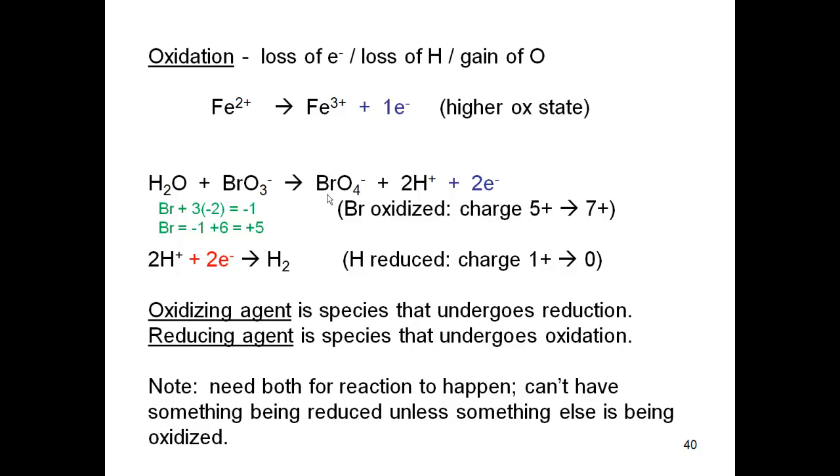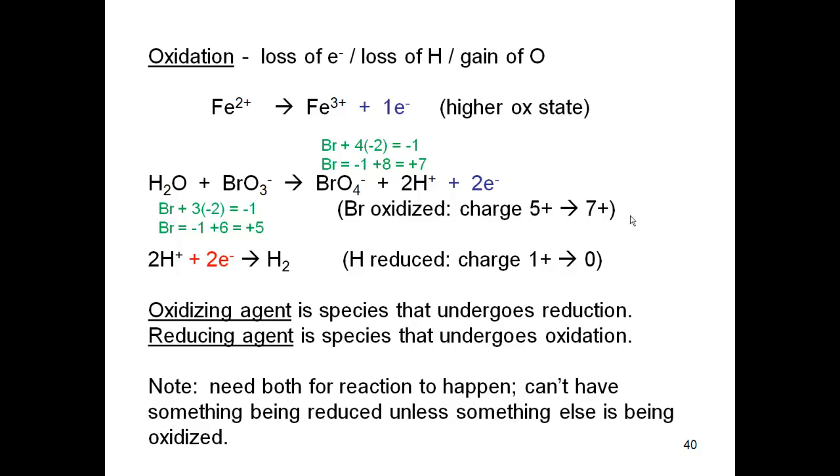Looking at the BrO4-, do the same thing. Bromine plus your 4 oxygens at -2 gives me a -1. Bromine then is equal to a -1 + 8. Added 8 to both sides. Gives me +7. So it went from a +5 to a +7. That's an oxidation. The charge got larger. It increased.